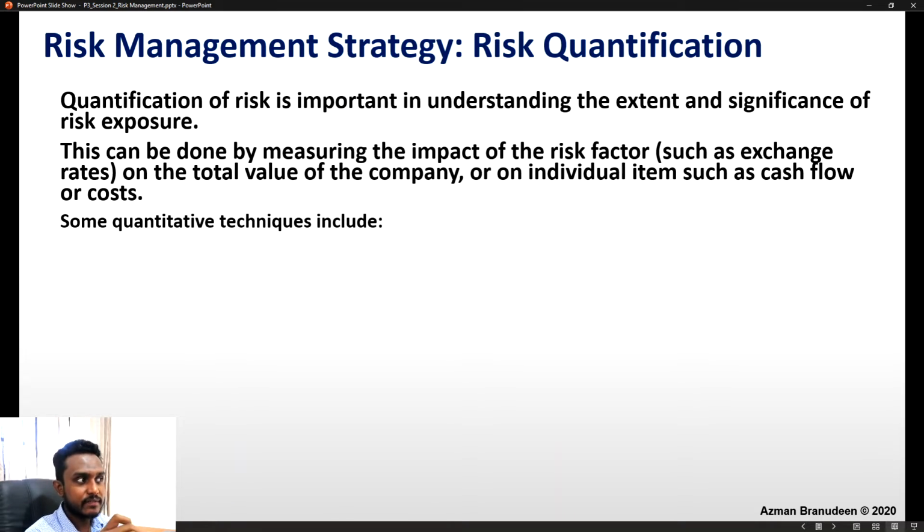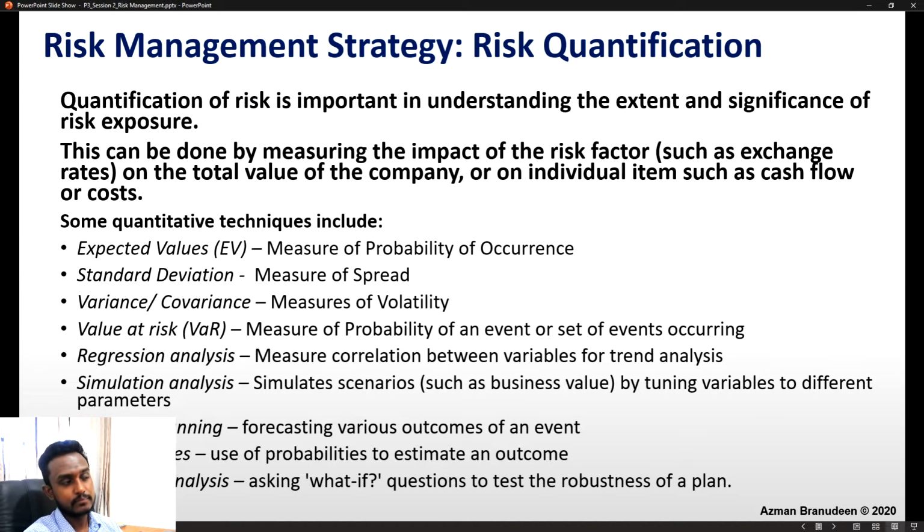Now, some quantitative techniques include, let's take a look at them. Most of these you would have already seen or learnt at some stage in your CIMA or management career. Expected values, which is a measure of probability of occurrence. Then you have standard deviation, which is a measure of spread. Variance, covariance, which are measures of volatility. Value at risk, which is a measure of probability of an event or set of events occurring. Then you have regression analysis, which is a measure of correlation between the variables for trend analysis. How strongly are these points correlated?